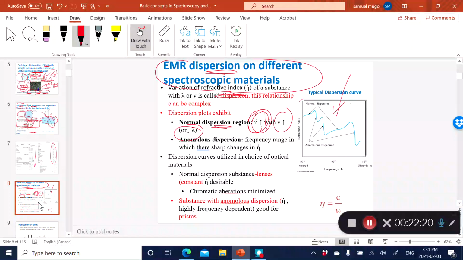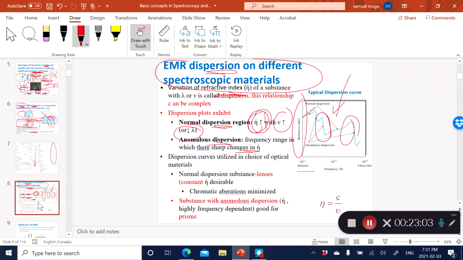Meaning the regions where, as the refractive index of the material increases, the frequency of the light also increases, or the wavelength actually decreases. So that is what you refer to as normal dispersion. On the other hand, you can have materials that have anomalous dispersion, where the frequency range changes radically with the wavelength, and the relationship is not quite linear. It's not quite linearly increasing. And so that is what you refer to as anomalous dispersion.